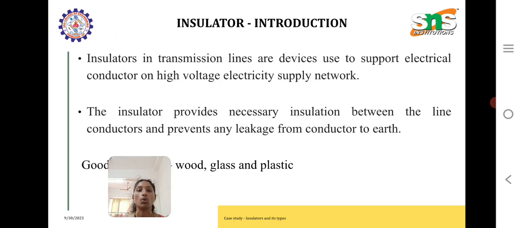So basically, what is an insulator? An insulator in a transmission line is used to support the electrical conductor on a high voltage electricity supply network. The insulator provides necessary insulation between the line conductors and prevents any leakage from the conductor to the earth. Good insulators are wood, glass and plastic. So this is the basic about insulator.